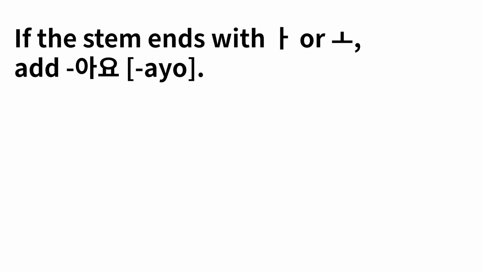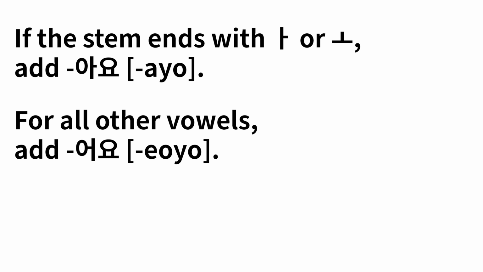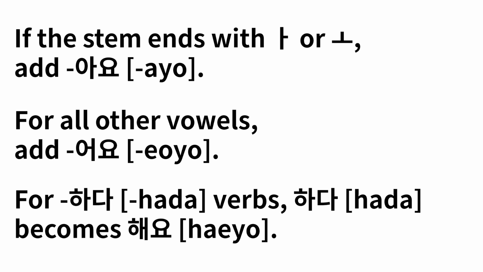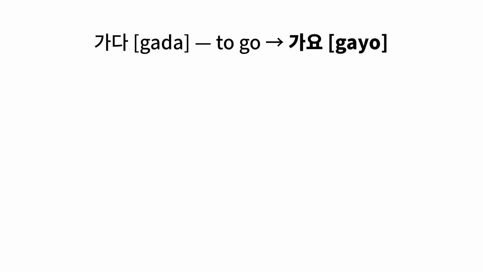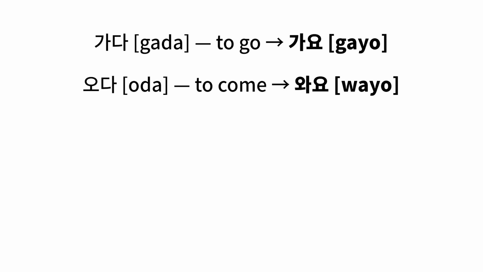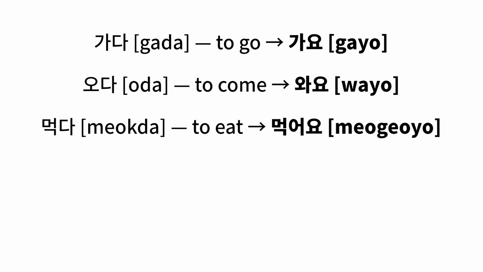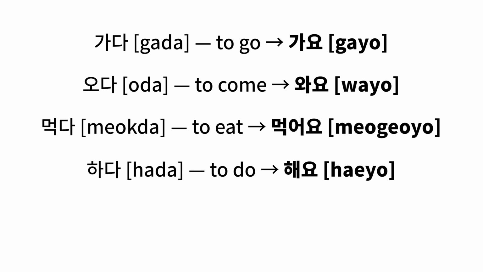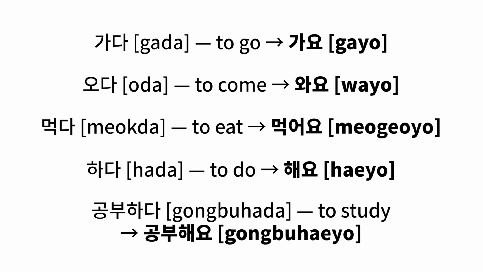Here's the simple rule for Korean present tense conjugation. If the stem ends with 아 or 오, add 아요. For all other vowels, add 어요. For 하다 verbs, 하다 becomes 해요. Examples, 가다 becomes 가요. 오다 becomes 와요. 먹다 becomes 먹어요. 하다 becomes 해요. 공부하다 becomes 공부해요.